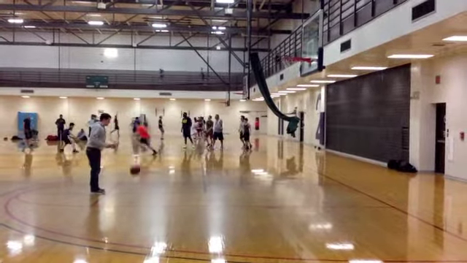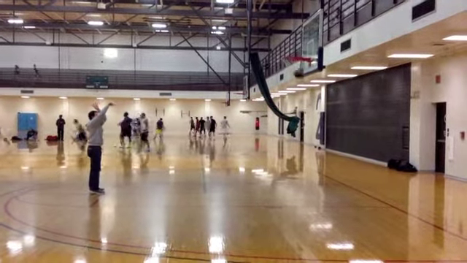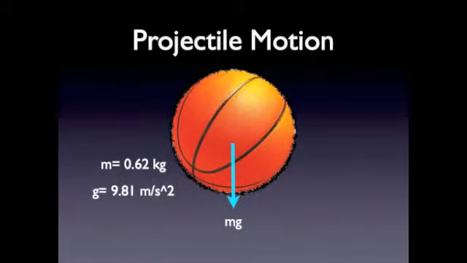Watch the path of the basketball after the shooter releases it. It forms a parabolic arch that is typical of an object following projectile motion. Once the ball is released, the only force acting on it is gravity. Because gravity is the only force acting on the ball, we assume that acceleration is constant.